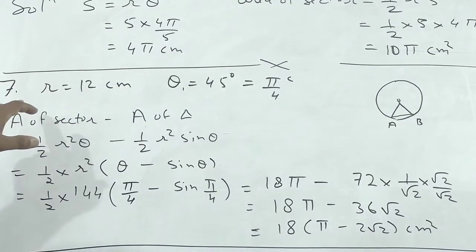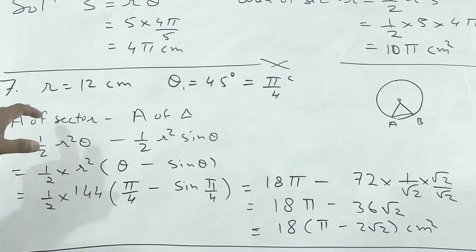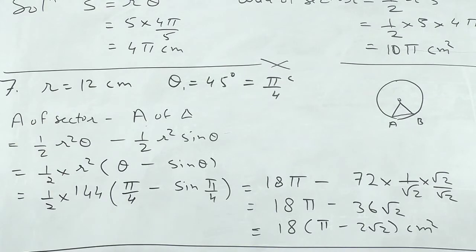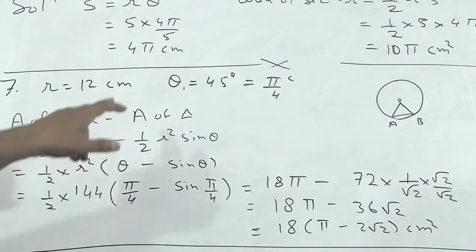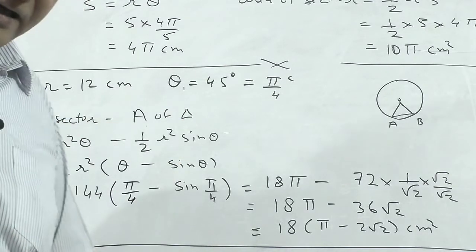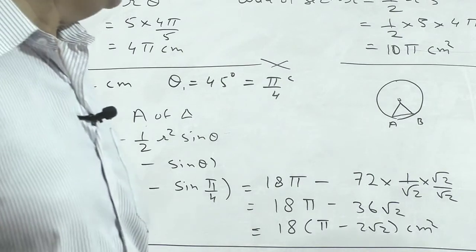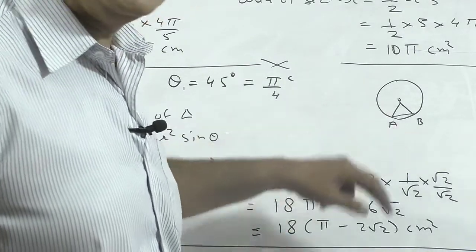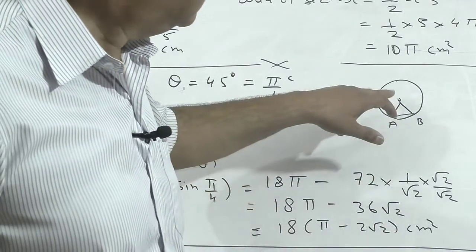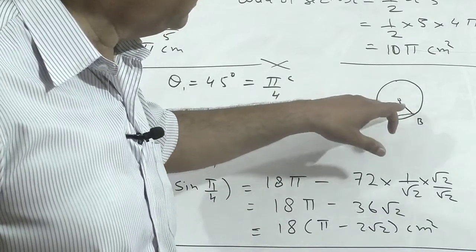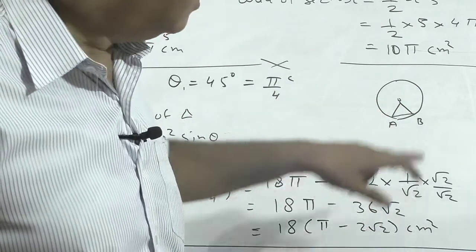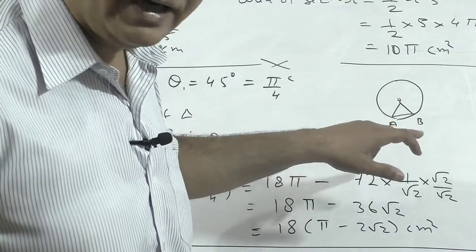Sum 7. Okay. Radius is given 12 centimeter. Theta 45 degree given. This type of sum you have done. This area of segment you found last year. Area of sector minus area of triangle. Okay, area of sector minus area of triangle.